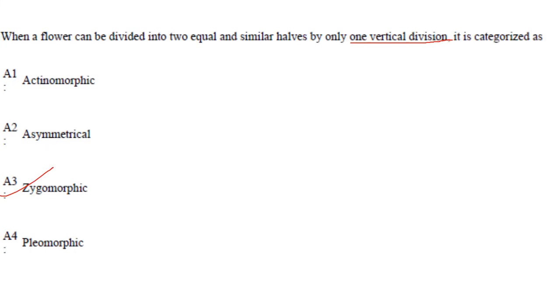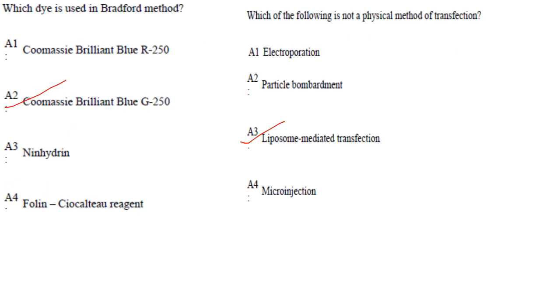Next one. When a flower can be divided into 2 equal and similar halves by only 1 vertical division, it is called zygomorphic. Then next one. Which dye is used in Bradford method? In Bradford method, Coomassie Brilliant Blue G250 is used. R250 is for SDS PAGE.